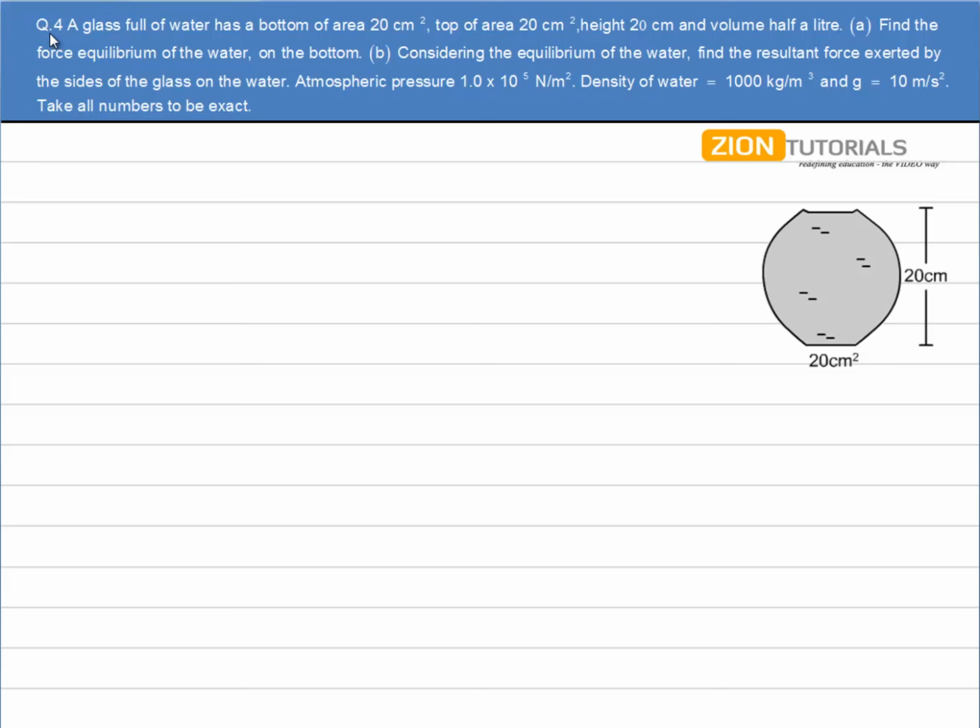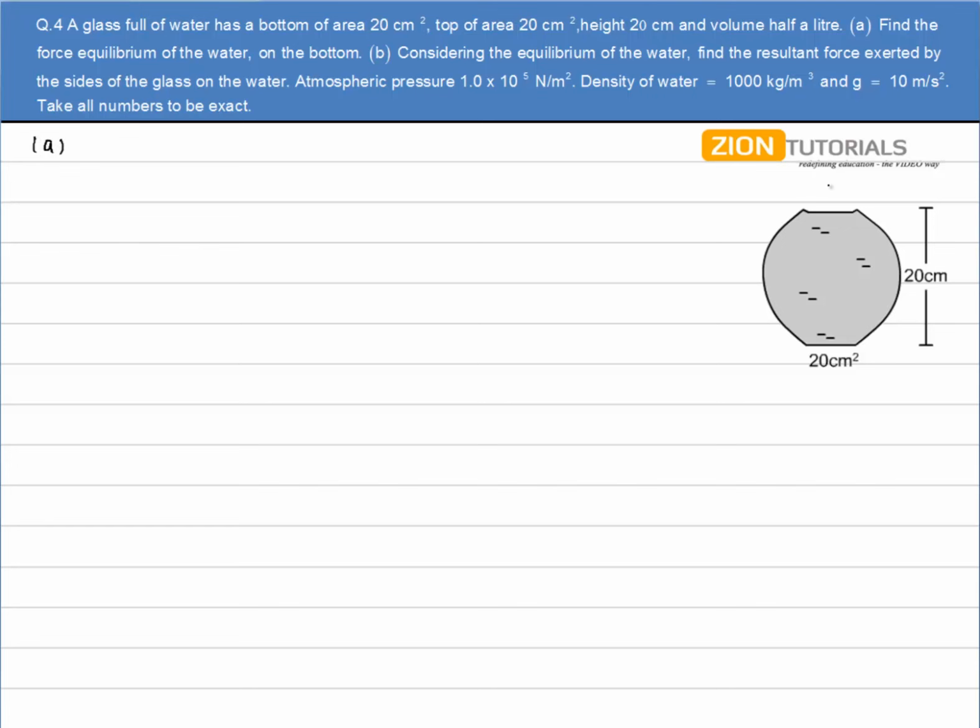A glass full of water has a bottom of area 20 centimeter square, top of area 20 centimeter square, height 20 centimeter and volume half a liter. Find the force of the water on the bottom. In the first case, I have to calculate the force acting at the bottom.